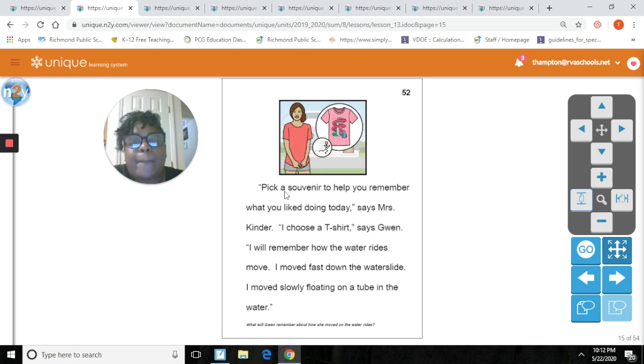It says, "Pick a souvenir to help you remember what you like doing today," says Mrs. Kinder. "I choose a t-shirt," says Gwen. "I remember how the water rides move. I move fast down the water slide. I move slowly, floating on a tube in the water." Okay?